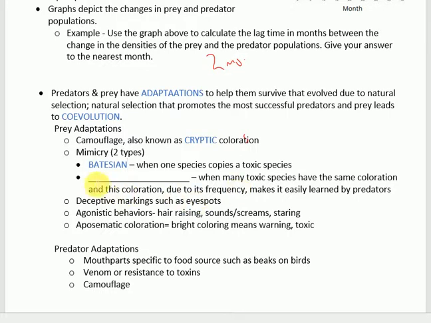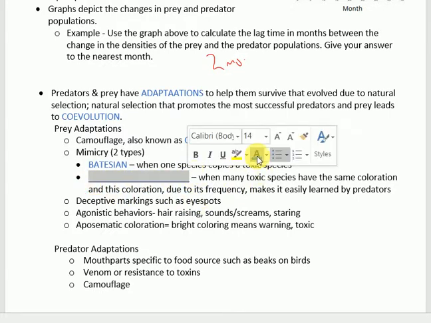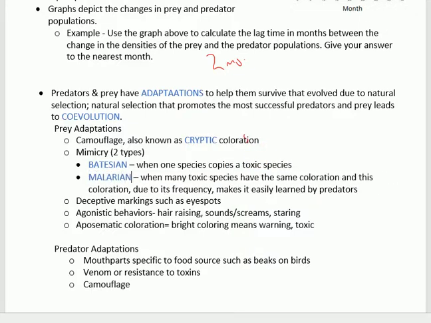Batesian is when one species copies a toxic species. And then there is Mullerian. So the Batesian, a great example of that is butterflies. So B for butterfly, if that helps you remember it. An example of Batesian mimicry is the monarch butterfly and the viceroy butterfly.